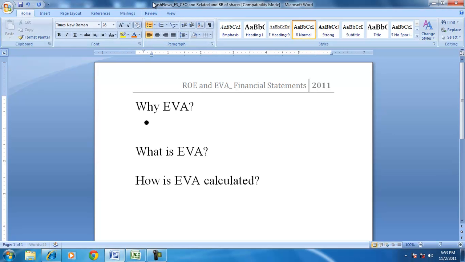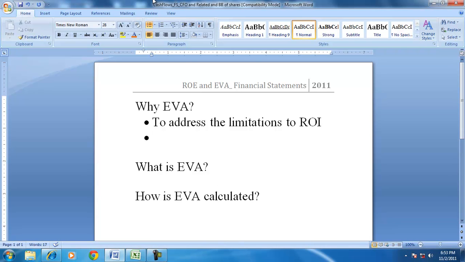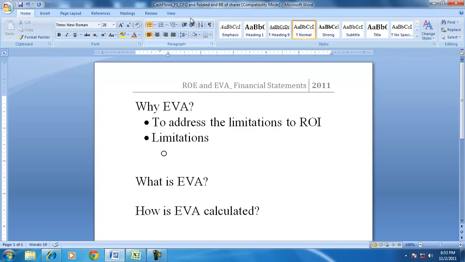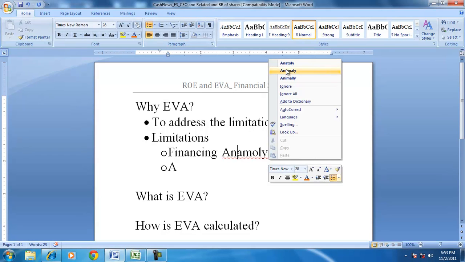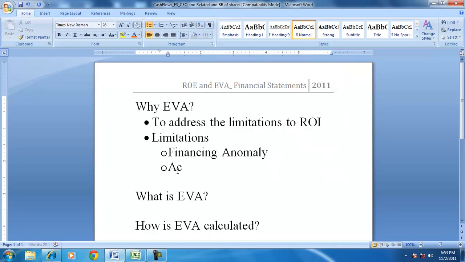is required to address the limitations of the return on investment. Return on investment as a tool for evaluating the performance of a company has the following limitations. These limitations are: one is called the financing anomaly, the other is called the accounting anomaly.